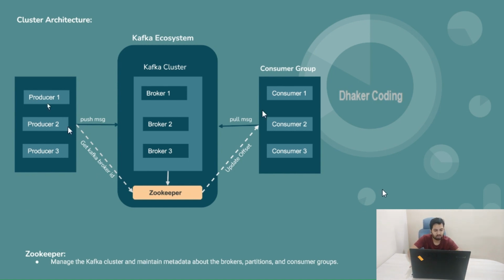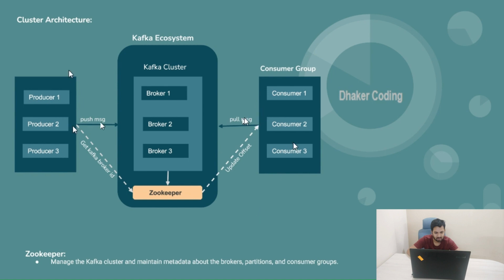Now let's say a consumer group. Once a consumer says that I need the data from this specific Kafka topic, it will register itself first with the zookeeper, and then it will pull the data from that Kafka topic. Now let's say in the Kafka topic there would be multiple messages, let's say 100 messages.